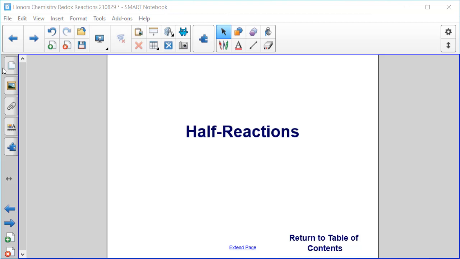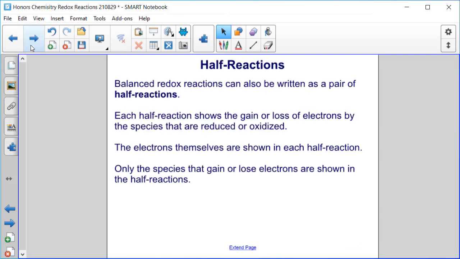All right, in this section, we're going to take a look at half reactions. Balanced redox reactions, which we were looking at in the previous section, can also be written as a pair of half reactions. Each half reaction shows the gain or loss of electrons by the species that are reduced or oxidized. The electrons themselves are shown in half reactions. The only species that gain or lose electrons are shown in half reactions.